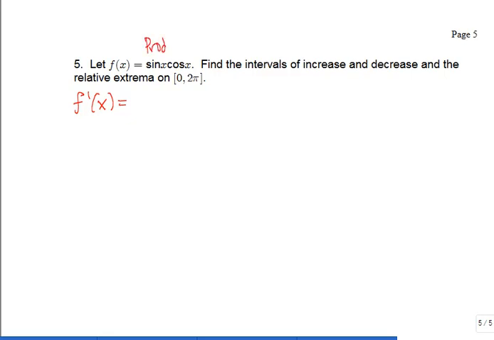So you must use the product rule when you're taking the derivative. So we're going to do first times the derivative of the second plus the second times the derivative of the first. So the first is sine of x times the derivative of the second. The derivative of cosine is minus sine of x, plus the second, which is cosine, times the derivative of the first. The derivative of sine is cosine. Now let's clean it up. I'm going to pull that negative out front, and this is negative sine squared x plus cosine squared x.